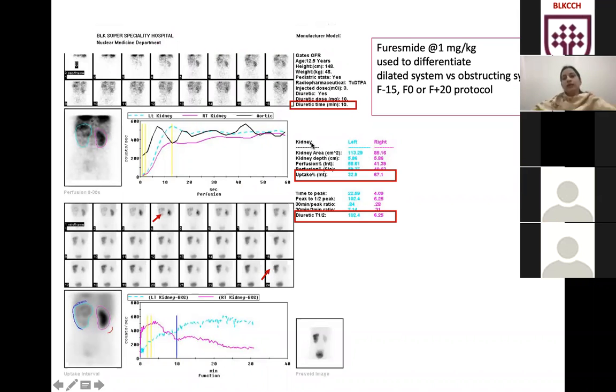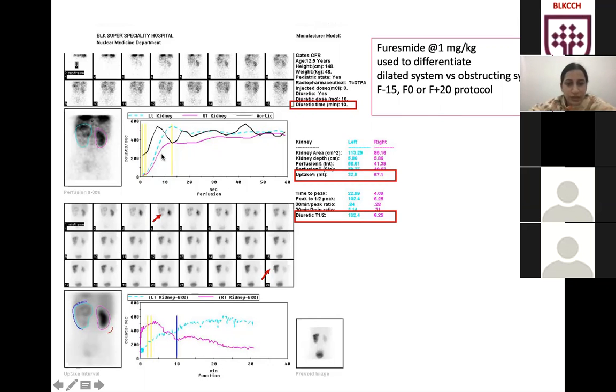And in this scan, usually furosemide is also used to augment the drainage of the contrast. There are different protocols. Furosemide may be injected 15 minutes prior to the injection of the radio tracer, or at the same time, or after 20 minutes.